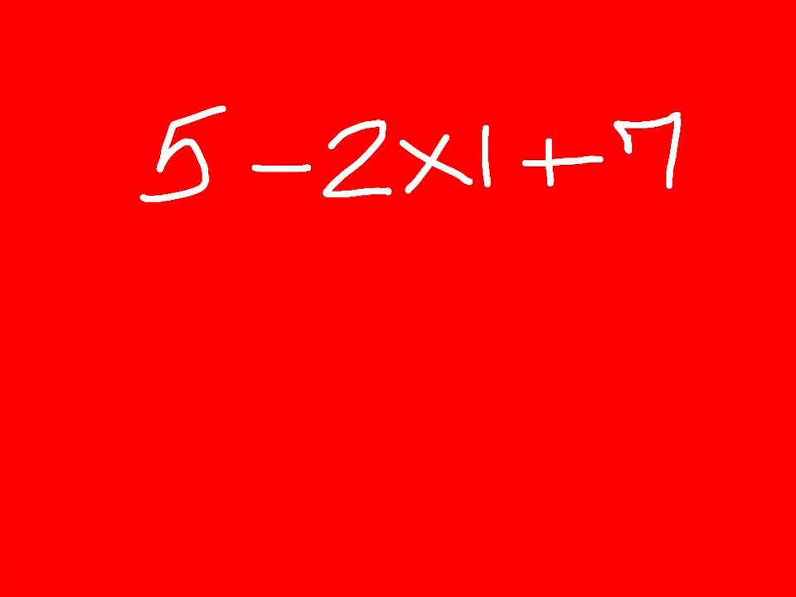Time for some speed problems. This goes to the first 6 people, and here we go. The first speed problem is 5 minus 2 times 1 plus 7. The answer should have been 10. Here's the next one. We'll go to the problem of the day.